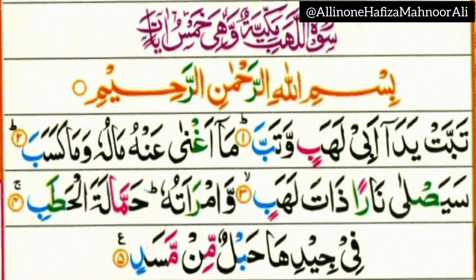Tabbat yada abi lahabin watab. Watab. So this was the strongest qalqala. Now look at the second ayah. Ma aghna anhu maluhu wa ma kasab. So now here at the end, at the ba again, I'm applying the qalqala.